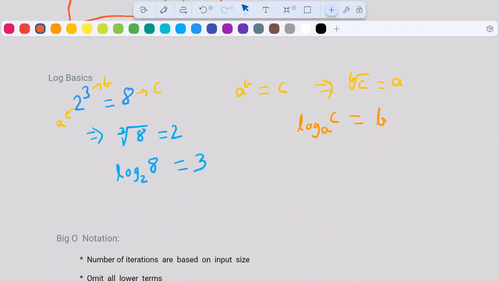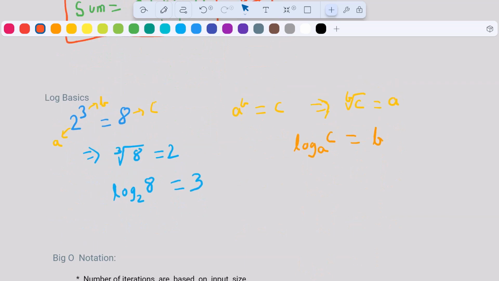There are some basics of logs. If you take an example, 2 power 3 is equal to 8. If you want to get this 3, the power of this expression, take 2 as a, 3 as the power b, and the result 8 as c. You can write this as a to the power b is equal to c, and also that the b-th root of c is equal to a. So the cube root of 8 is equal to 2.